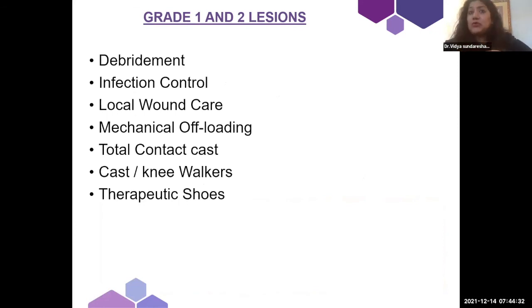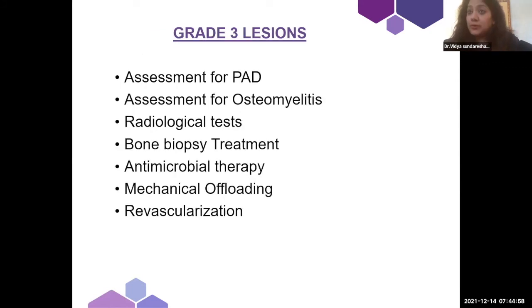So some of the things you want to do: debridement, infection control with the antibiotics, local wound care, mechanical offloading. Again, this is just like a pressure ulcer in these patients too. So you want to offload from that ulcer. You can apply a total contact cast, so they're not putting pressure on that wound all the time and not walking on that ulcer. There are knee walkers or therapeutic shoes, which are really important for management of our patients with diabetes.